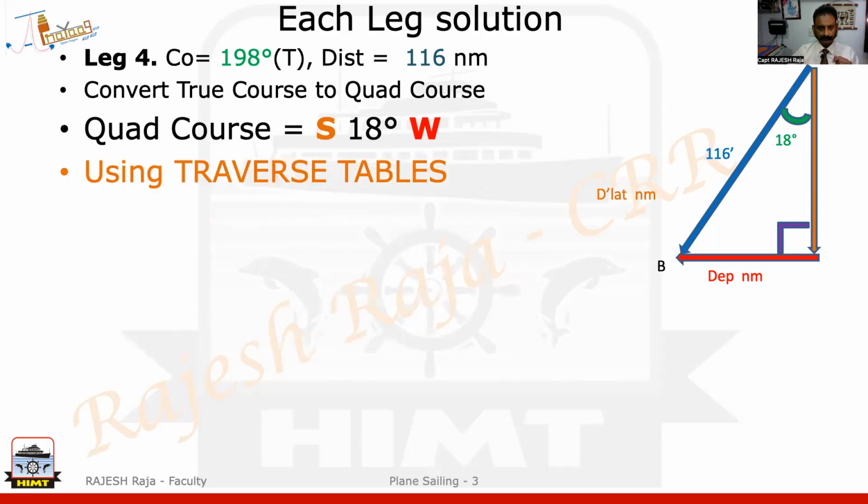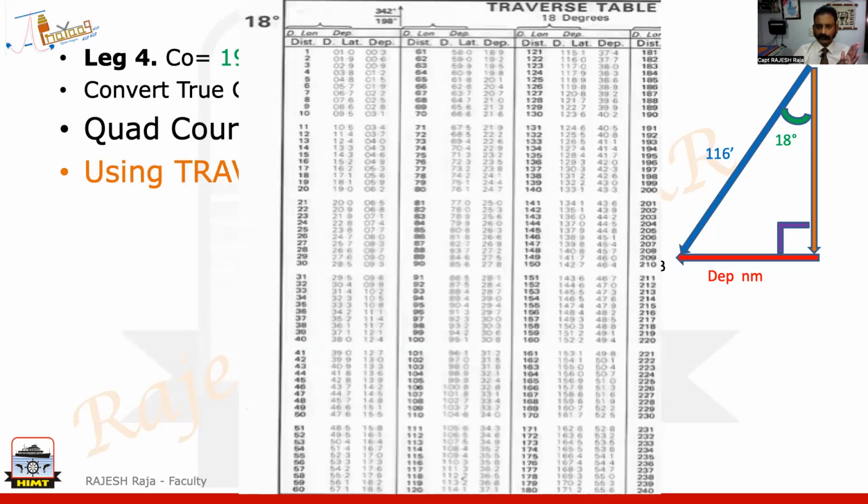I'm going to show you a traverse table. Okay, this is a traverse table. If you remember here, we had a course of south 18 degree west. So that is why I've chosen the page which has got 18. If you see on the left hand top, 18 degrees. This table is nothing but a quick guide. If someone gives you a quadrantal course which is 18 degrees and gives you a distance, you can see in that column on the top, you have a distance and then it's a D'lat and departure. The distance is highlighted in bold. I'm going to choose this 116, which is for this leg.